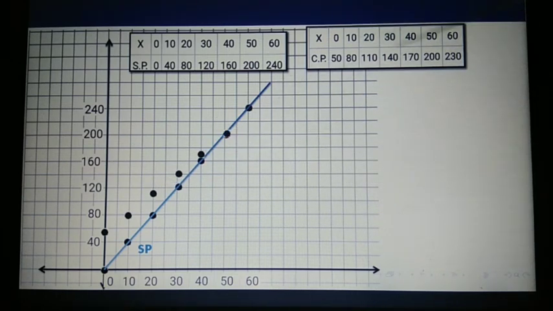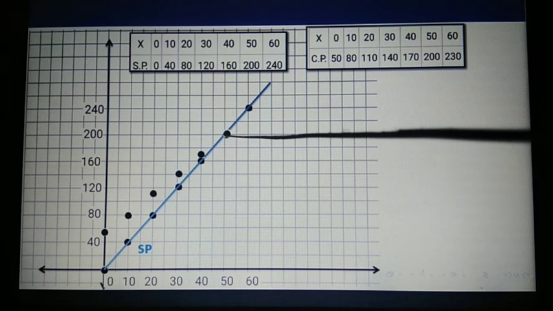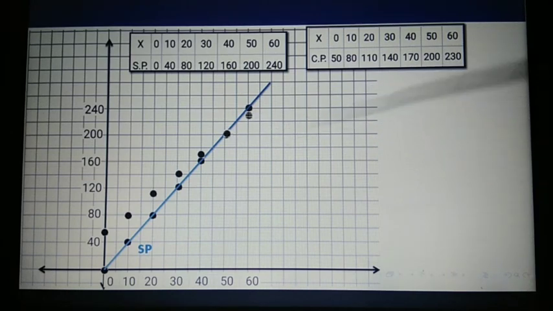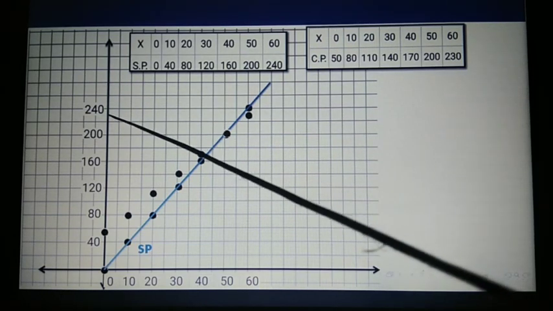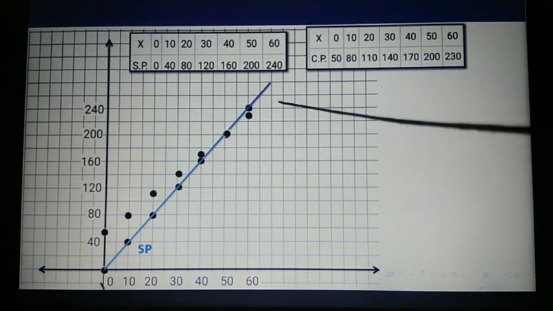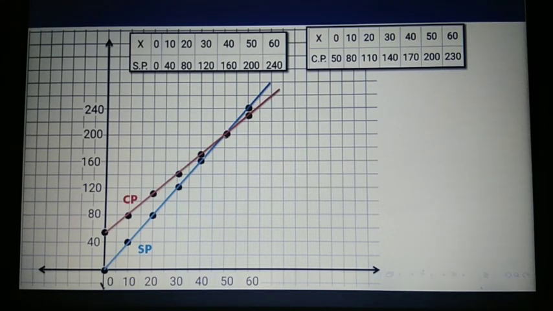Similarly, we have the other one, that is 50, 200. So 50, 200 is lying here. Next is 60, 230. So just below 240, here it is 230. So that's why this is my 230. Let us join them, and this gives me your cost price. Okay, so this is your straight line for your cost price.